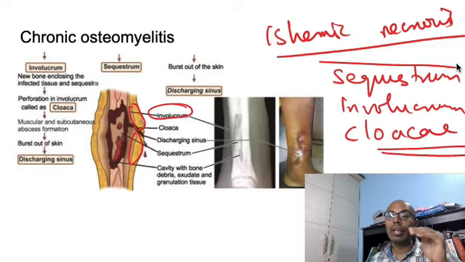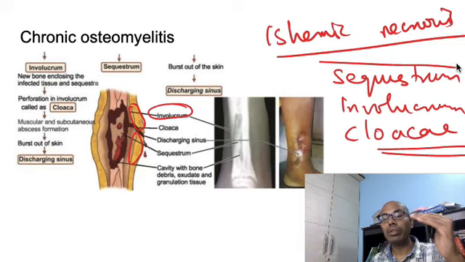We call it acute osteomyelitis if it is less than 2 weeks, subacute 2 to 4 weeks, and chronic more than 4 weeks, right? Acute can become chronic if it persists, and the various parts of chronic osteomyelitis include sequestrum, involucrum, cloacae. The investigation of choice for osteomyelitis is MRI. X-ray changes are usually seen by 7 to 10 days, and the first X-ray change you see is periosteal elevation because of the subperiosteal abscess, right?